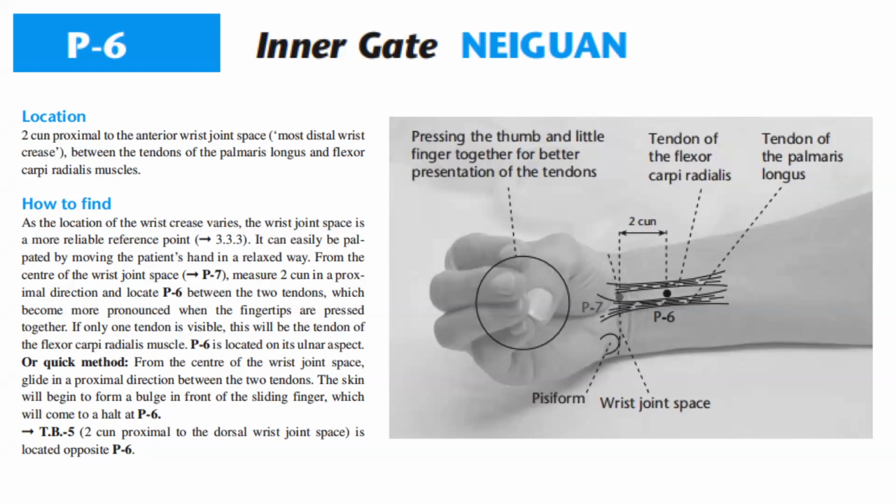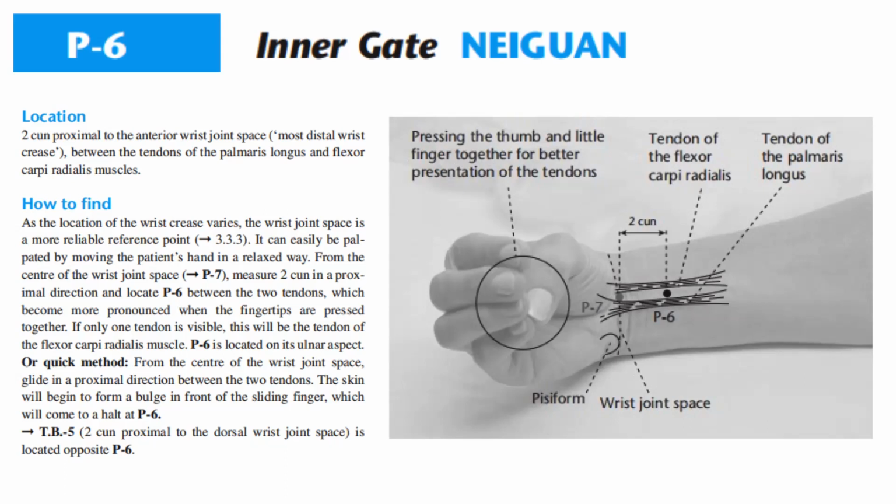How to find Pericardium 6? As the location of the wrist crease varies, the wrist joint space is a more reliable reference point. It can easily be palpated by moving the patient's hand in a relaxed way. From the center of the wrist joint space, which is Pericardium 7, measure 2 sun in a proximal direction and locate Pericardium 6 between the two tendons, which become more pronounced when the fingertips are pressed together.